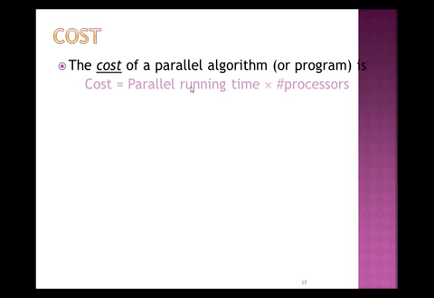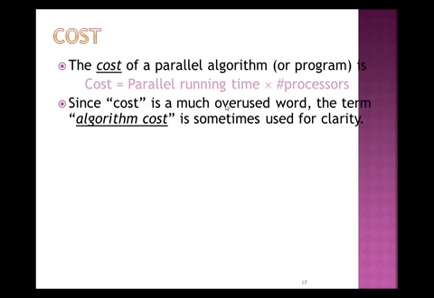Next, what is the cost required for running the parallel program? This is the cost for a parallel algorithm or parallel program. Cost equals parallel running time times the number of processors. That is, the parallel running time multiplied by the number of processors. Since cost is a much overused word, the term algorithm cost is sometimes used for clarity. So whenever we use cost, we can also say the algorithm cost, which equals parallel running time times number of processors.